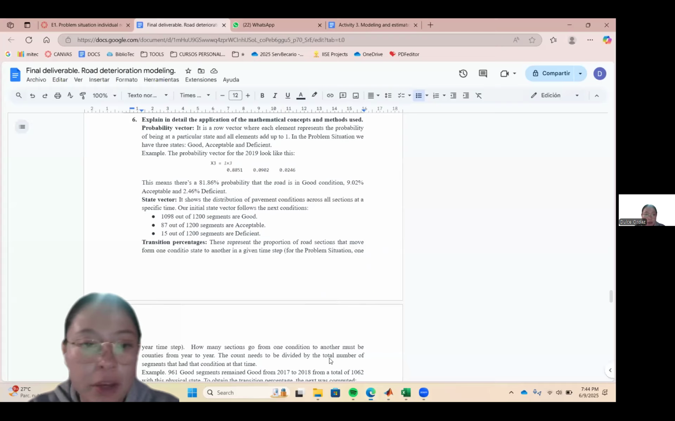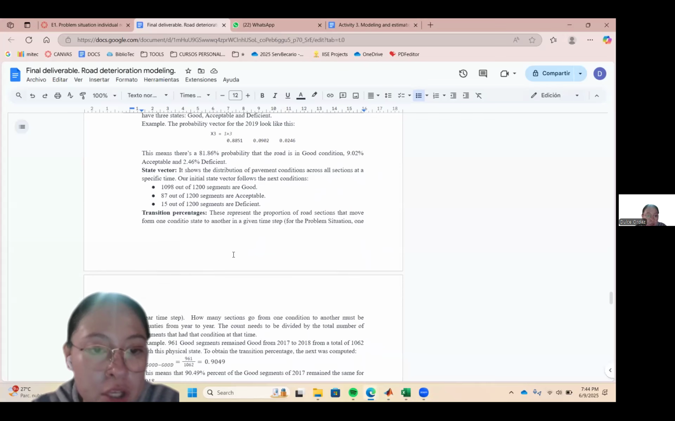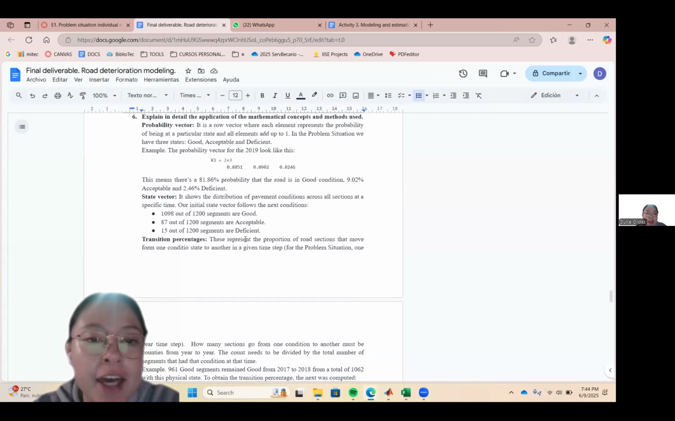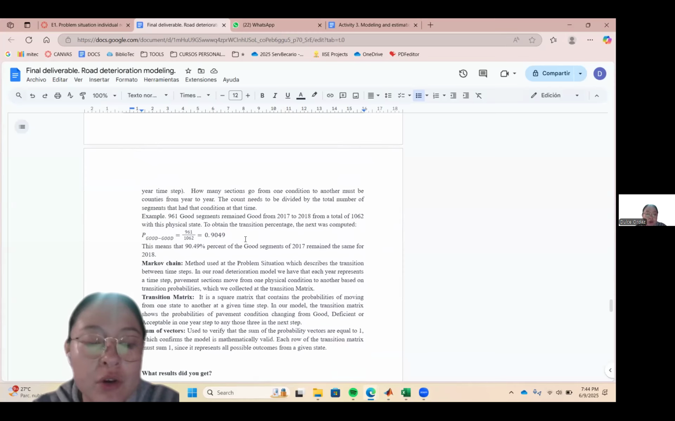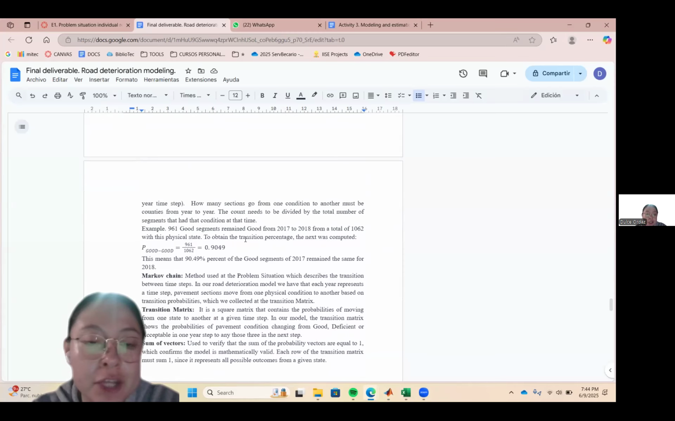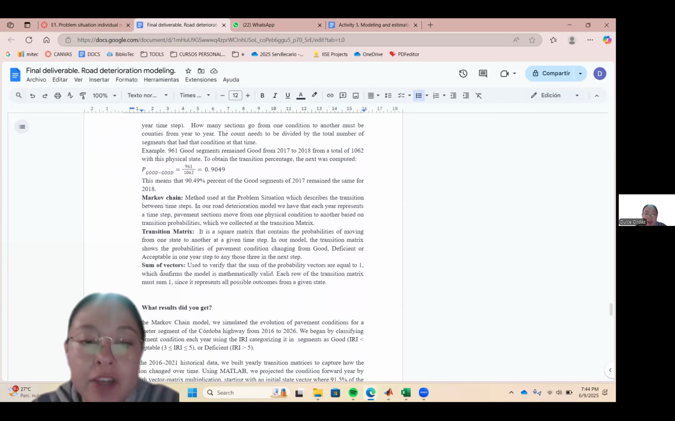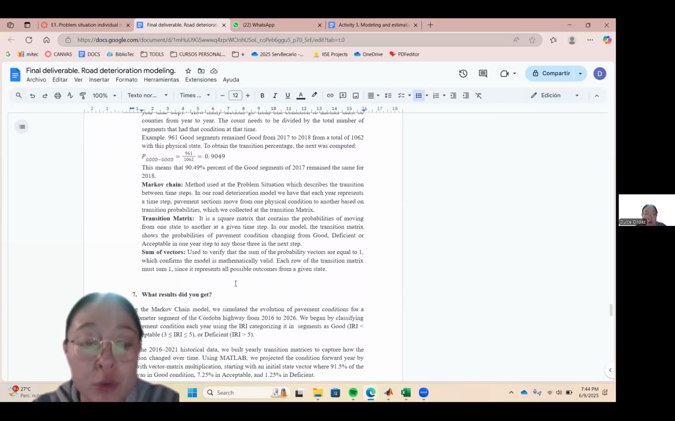And actually those ones are our transition percentages. We use all the mathematical methods that were explained in Markov chains. And in addition, we use the sum of vectors to see that our state vectors are equal to 1.